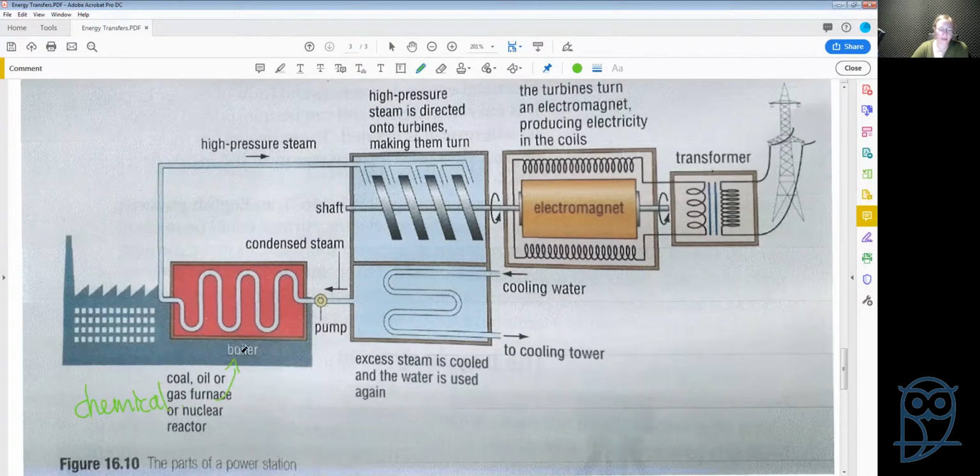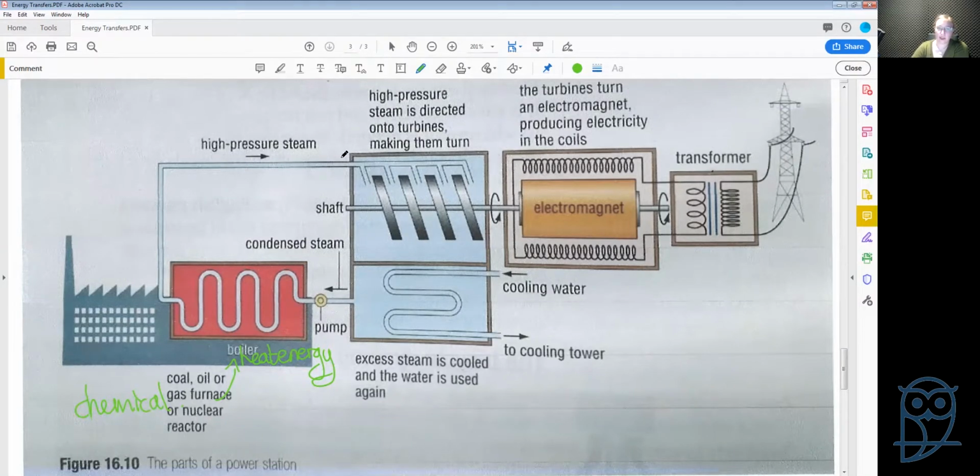Which becomes heat energy. The heat energy gets transferred into our steam. So it doesn't change the kind of energy, it just changes which material carries it. So our steam then gets pushed over here onto the turbines, making them turn.